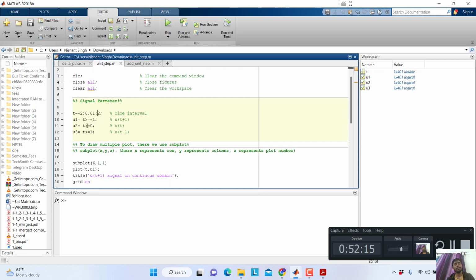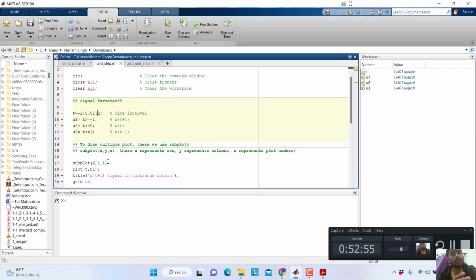Similarly, u(t) will be 1 for t greater than or equal to 0, and u(t-1) will be 1 for t greater than 1. We are plotting the signal from minus 2 to 2 with 401 values. Initially it was 0 at all points. u(t+1) will be non-zero from minus 1, u(t) will be non-zero from 0 to infinity, and u(t-1) from 1 onward. Okay, so we will be plotting u(t+1), u(t) and u(t-1).